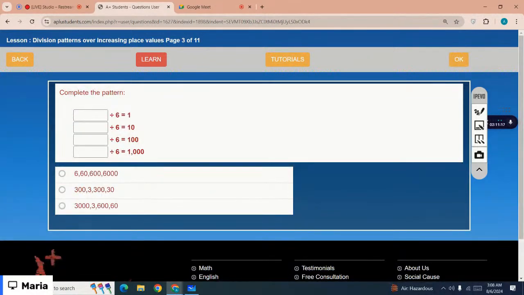The next one is complete the pattern. Missing number divided by 6 equals 1. And missing number divided by 6 equals 10. Then you have 100 and then you have 1000. So which is the correct option?